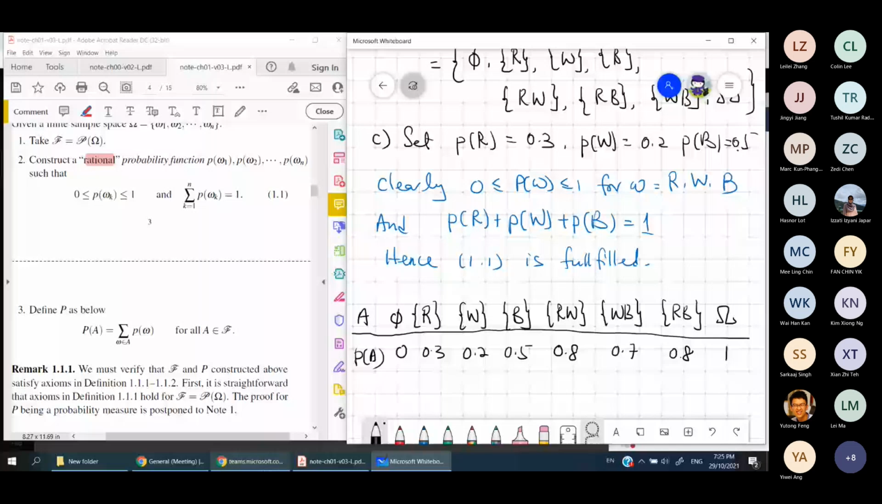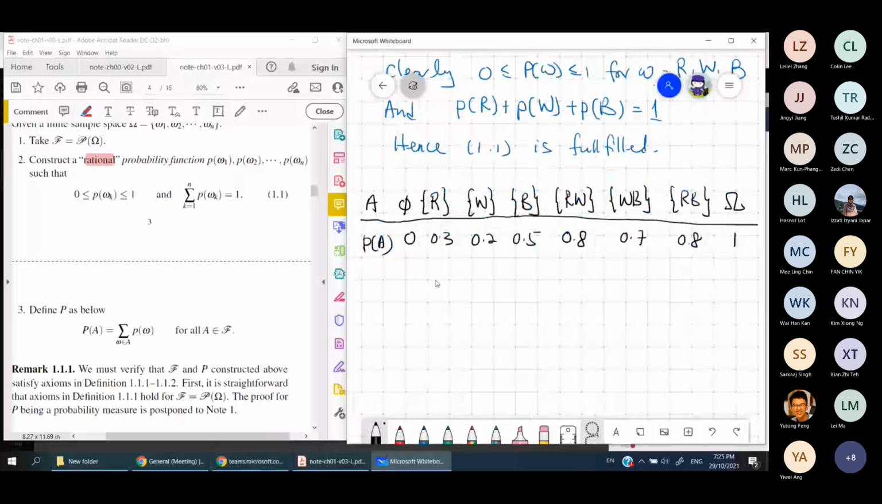However, we don't have to list these out, because once we are able to construct the probability function for each of the finite outcomes, then automatically this will be a probability measure.